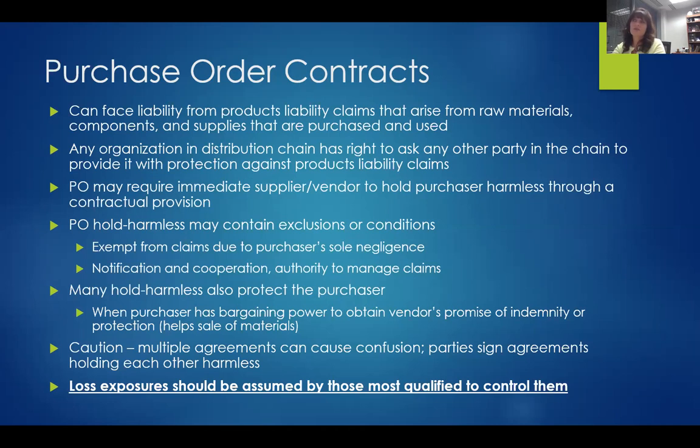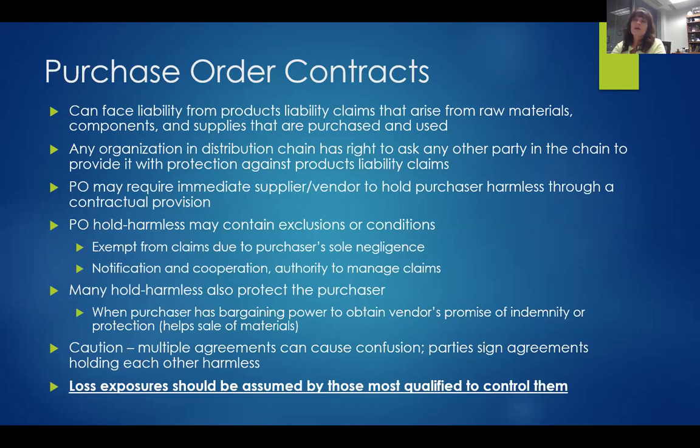Any organization in the distribution chain has the right to ask any other party in that chain to provide them with protection. So again, if O'Reilly is going to accept responsibility or liability for a claim, they're going to be interested in going back against the party who built that part or that product. Purchase orders may require the immediate supplier or vendor to hold the purchaser harmless through contractual provisions. So if I'm City Utilities and I'm buying a product, I may expect my vendor to hold me harmless for any damage that a product may cause, and then I know that I have an automatic out if something goes wrong with that product.